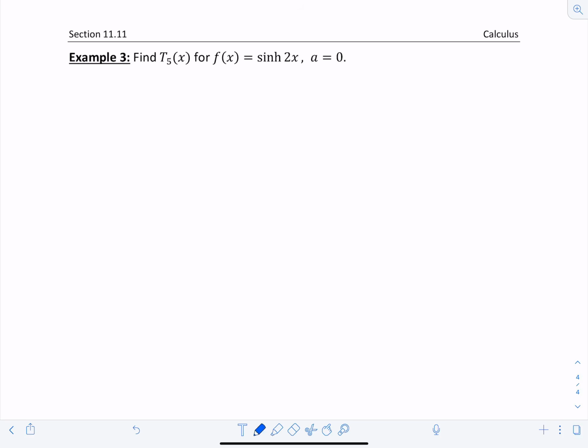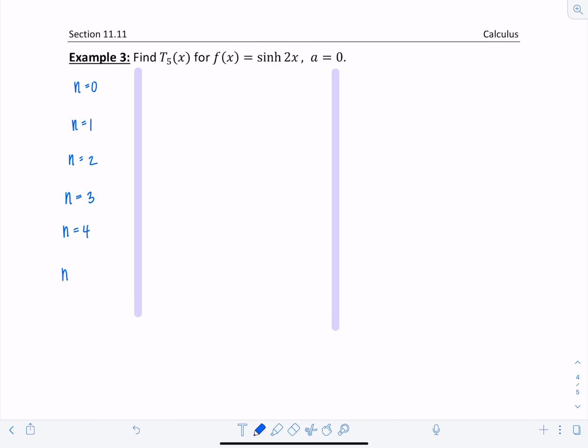Okay, so maybe you need a little review of the definition of hyperbolic sine and cosine, perhaps. Okay, so here we go. I'm going to make 5 rows here, so let's get ourselves organized. So we have n equals 0, n equals 1, n equals 2, 3, oh that's 6 rows, 4, and 5. Okay, the nice thing is these derivatives won't be too crazy, right?